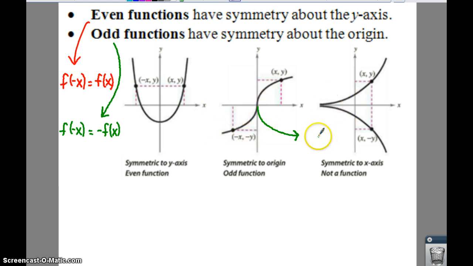This last graph is neither symmetric about your x or your y, or your origin. So it's basically just a horrible graph. Sorry graph, but anyway, this concludes our chapter notes for 1.3. So I hope you have enjoyed, and good luck on your homework.